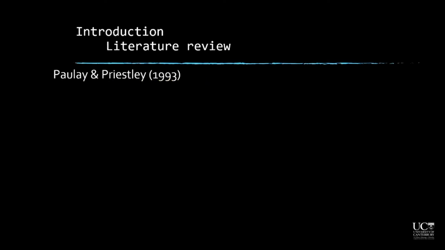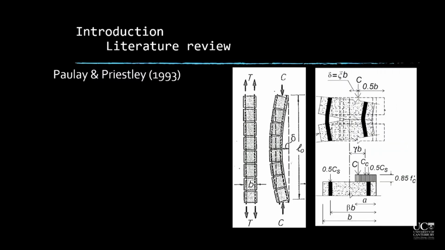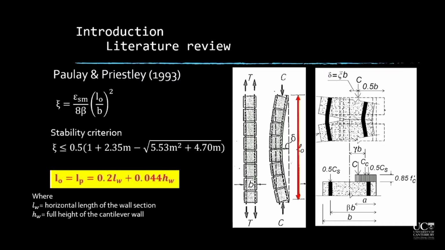As I said, this design provision was developed based on the analytical study by Paulay and Priestley. Since there were not many experiments which had this mode of failure, some assumptions had to be made. One of these assumptions was the buckling length, as I just said. A stability criterion was developed based on the stability of the wall cross-section when the cracks close and the out-of-plane deformation starts. Again, the buckling length was assumed to be equal to the theoretical plastic hinge length.